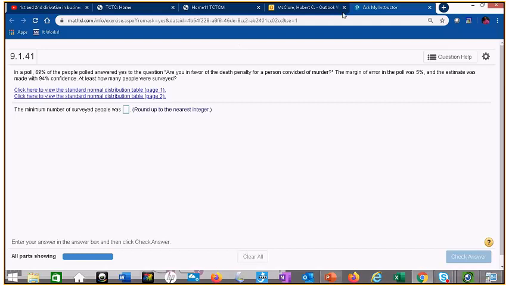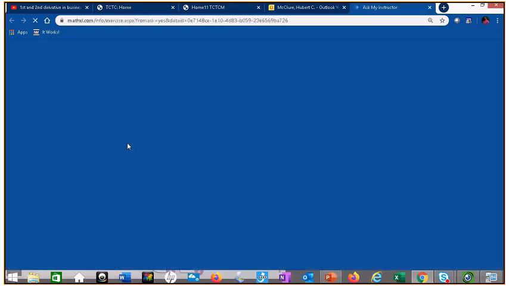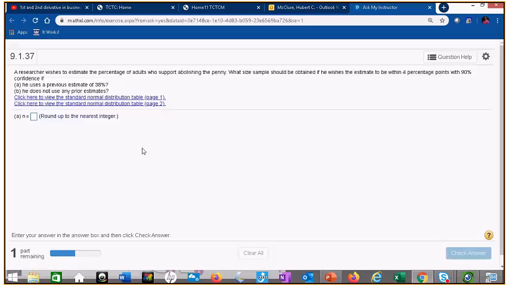Okay, so we already did one like that one. And the last one, 9.137/9, I think we did one like that one too. Wish to be 4 percentage points with 90% confidence. Now I want to make a note on this one. We did one like this one.